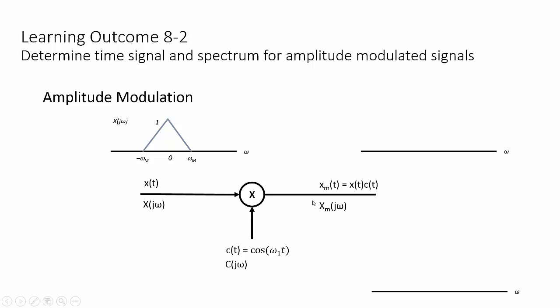Every component of this process exists also in the frequency domain. So if c of t in the time domain is cosine omega 1 t, what is C of j omega? Go look in table 4.2. Pi times the quantity delta of omega minus omega 1 plus delta of omega plus omega 1. Draw that on your paper. What does it look like when you plot it versus omega?